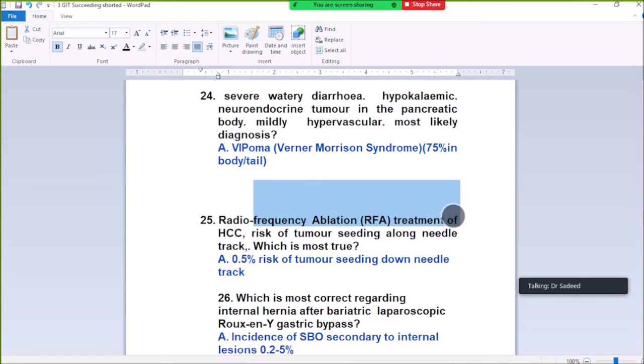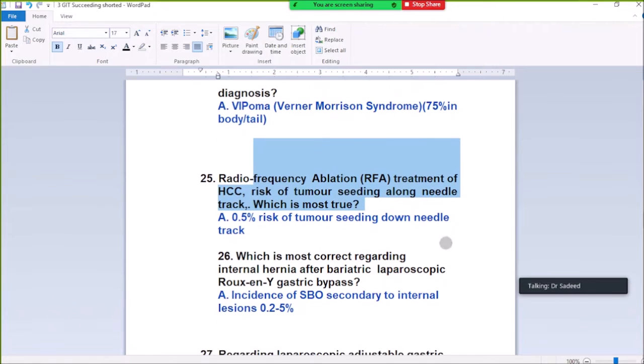Question 25. Radiofrequency ablation treatment of hepatocellular carcinoma. Risk of tumor seeding along the needle tract is most true. After RFA, tumor can seed along the needle tract. There is a 0.5% risk of tumor seeding down the needle tract after radiofrequency ablation.